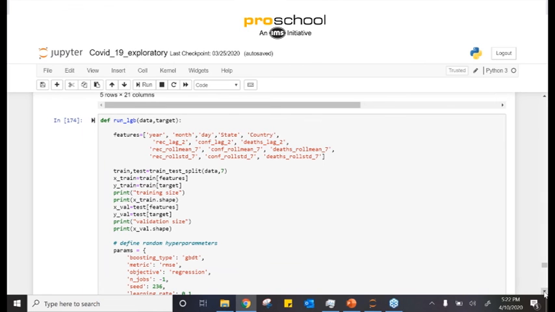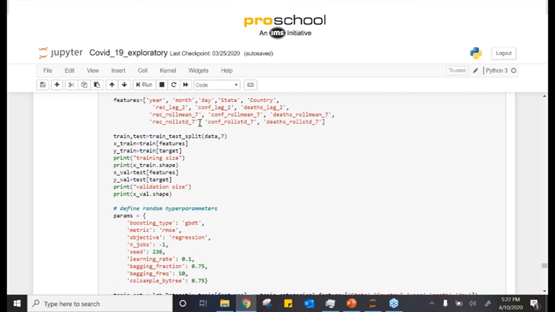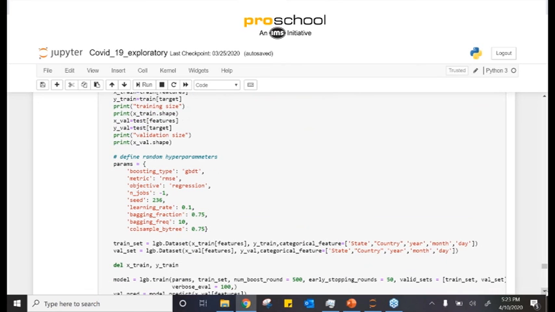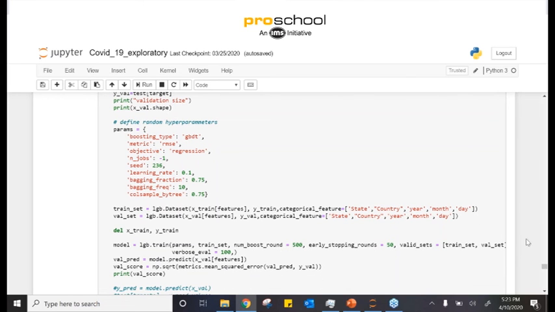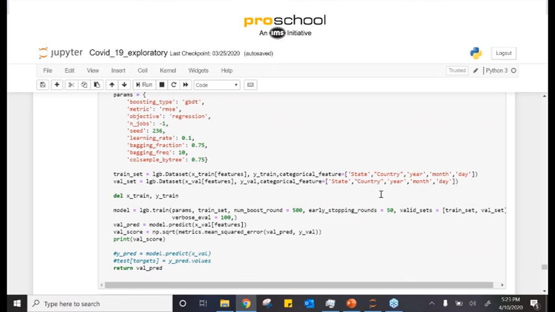So year, month, day, state, country. All these values are categorized and put into the features, and the lag values are already put in as features. When I'm talking about the hyperparameters, these are the different hyperparameters that I have set. One important thing is that whenever you're going through LightGBM, you have to specifically mention what the categorical features are. So here state, country, year, month, day are all my categorical features. I just have to mention that these are all categorical features, so they will not make categories out of that.